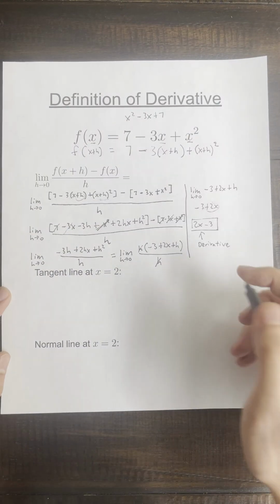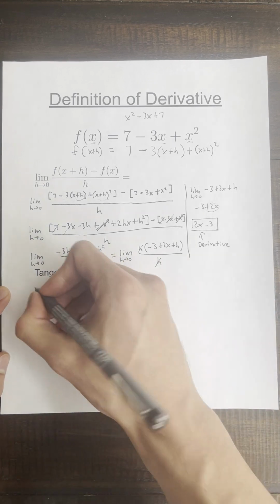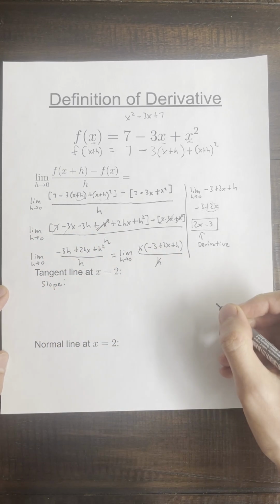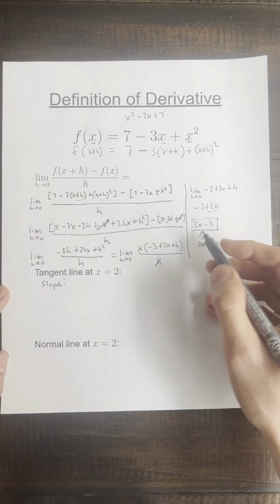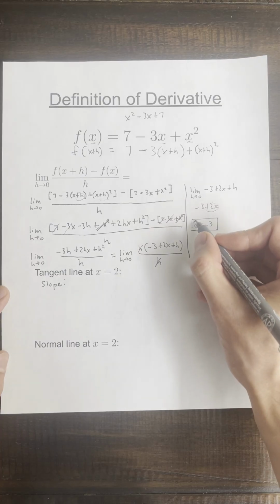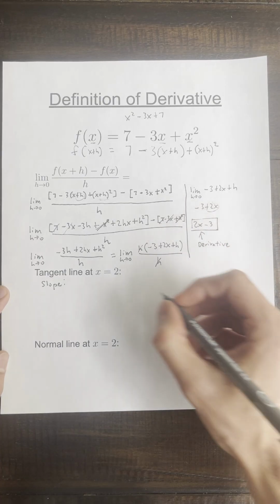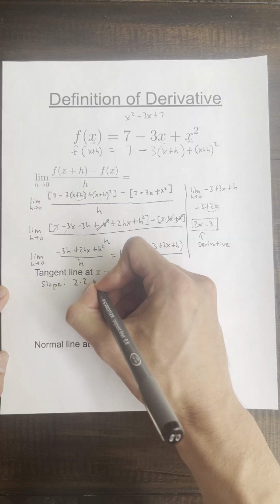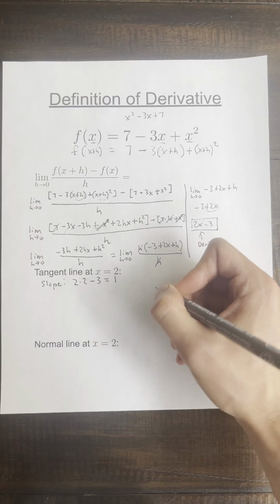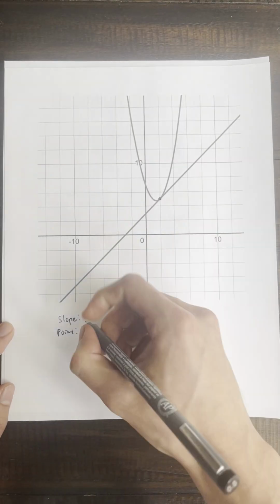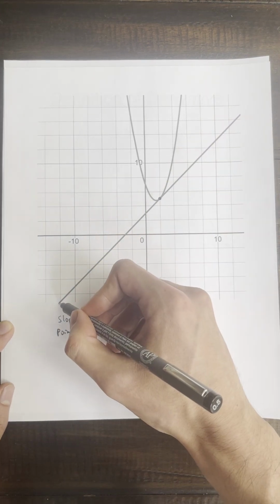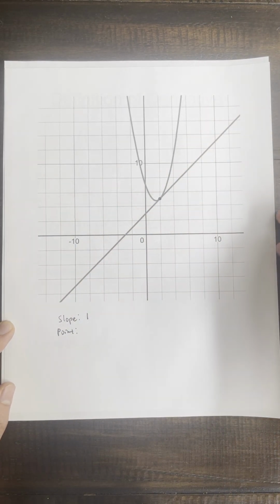To find the slope, we can use the derivative. So the tangent line at x equals 2, the slope is going to be what happens when we plug in 2 into the derivative. So 2 times 2 minus 3. So the slope is 1. Slope is 1. You can kind of eyeball it here. You can kind of see that the slope here is 1.